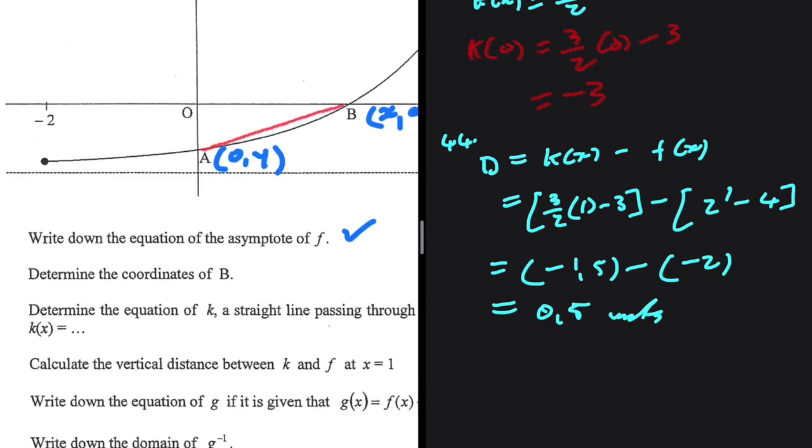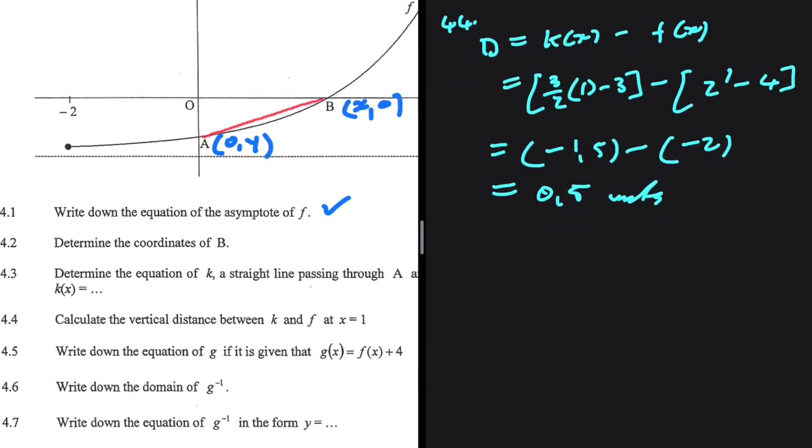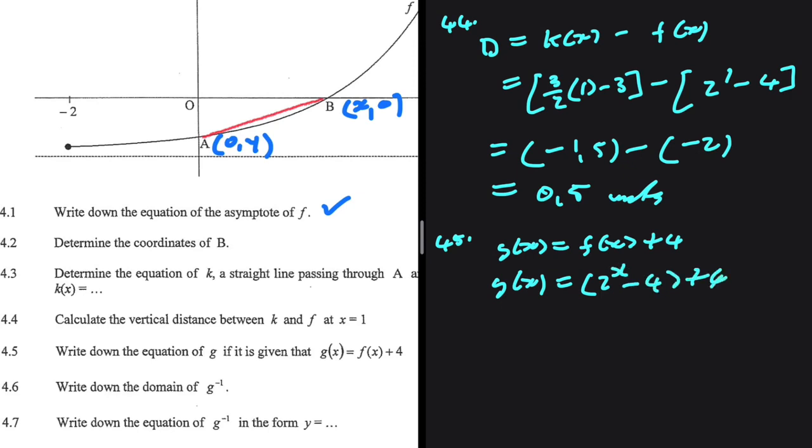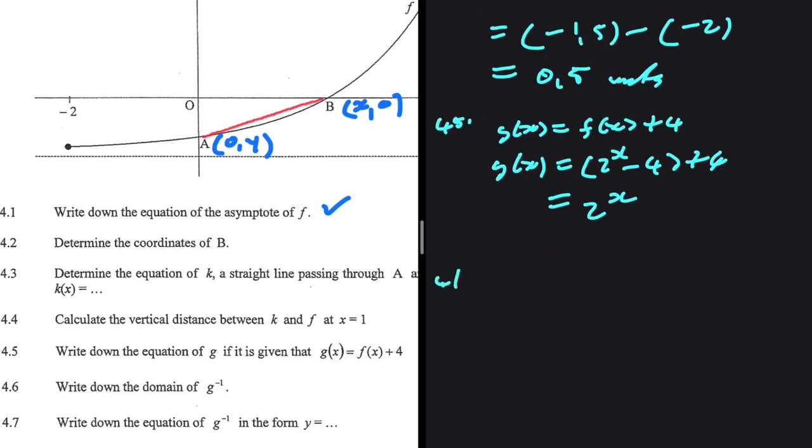Let's move to 5.5. In 5.5, not 5.5, but 4.5. We're supposed to write down the equation of g if it is given that g of x equals f of x plus 4. So g of x will be equal to, what is f of x? This is 2 to the power x minus 4 plus 4. Minus 4 plus 4, so g of x is just equal to 2 to the power x. Right, and 4.6, let's write down the domain of g inverse. So the range of g of x is equal to the domain of g inverse of x.